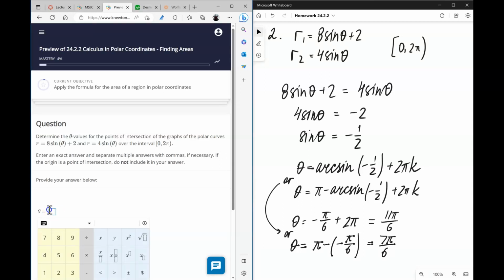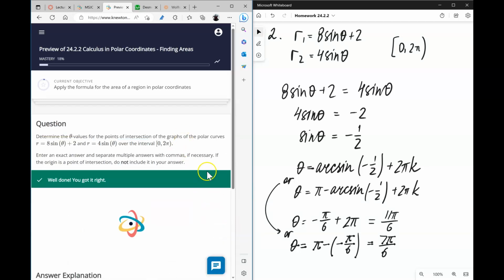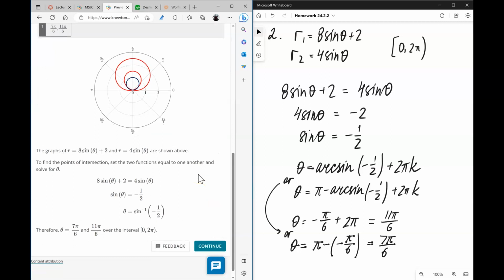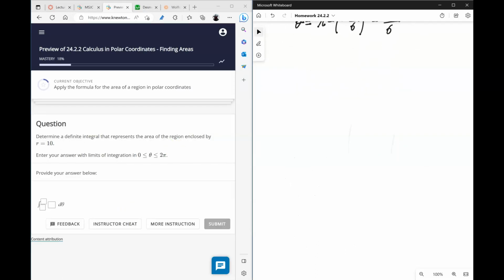So I'm going to type 7 pi over 6, comma, 11 pi over 6. And Newton is not great at solving trigonometric equations, so follow the method that I proposed.